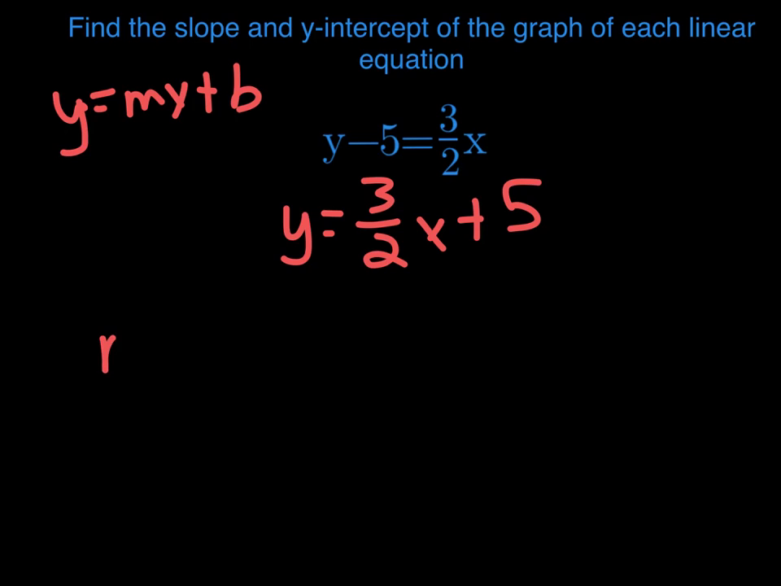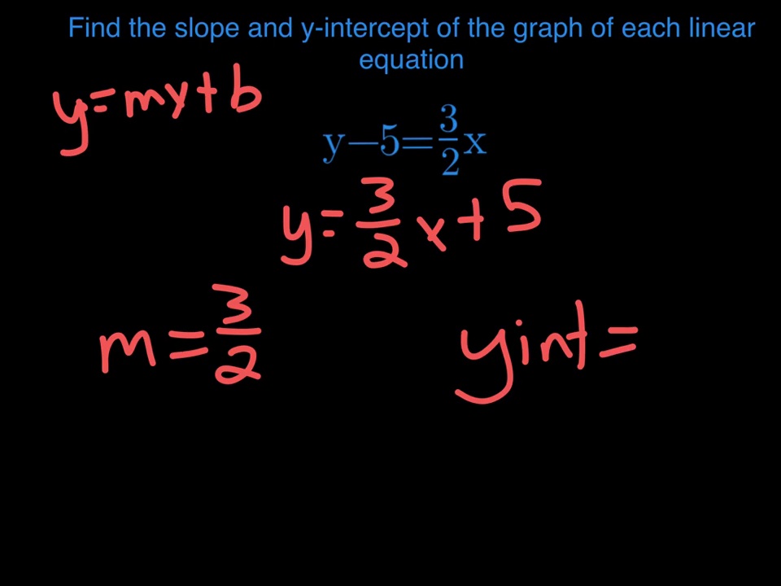Our slope is 3/2, or up 3 to the right 2, and our y-intercept is 5. So the graph of this line will go up 3 over 2, and it will cross the y-axis at 5.